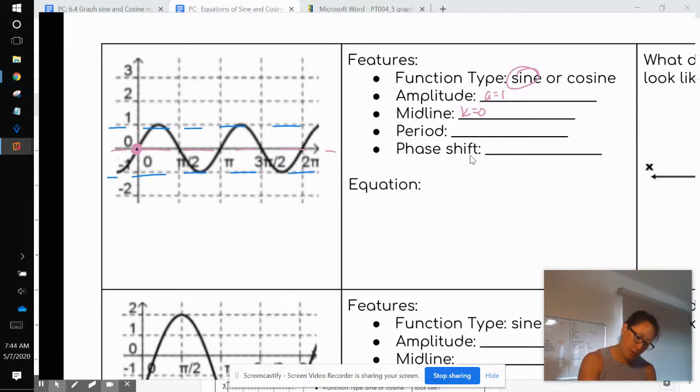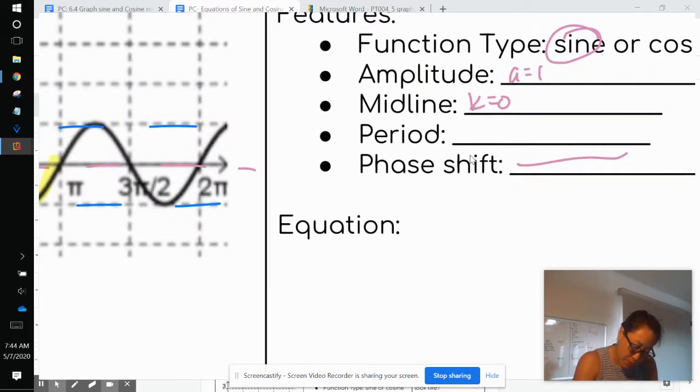The period now, all right, I'm going to count mids. So 1, 2, 3. So it looks like it takes me pi seconds or 180 seconds to get around the circle. Okay, we're not going to focus on phase shift. So I'm just going to write it underneath. Okay, so pi is the period.